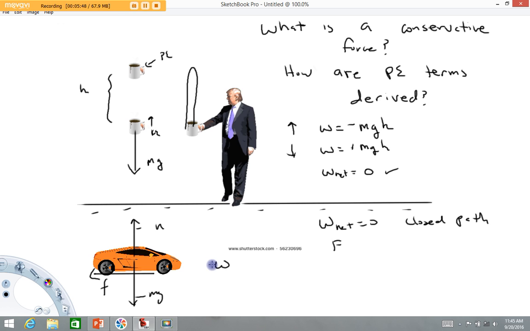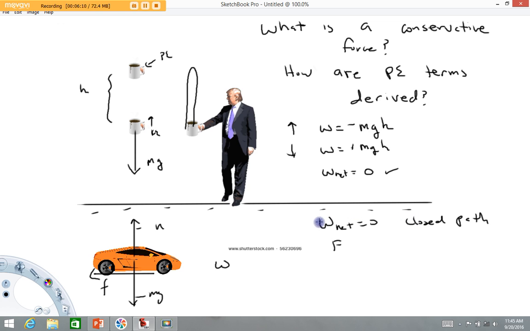Notice that when the car stops, the kinetic energy of the car has dropped, the potential energy is the same, and the total energy of the system has changed. Friction is an example of a non-conservative force.